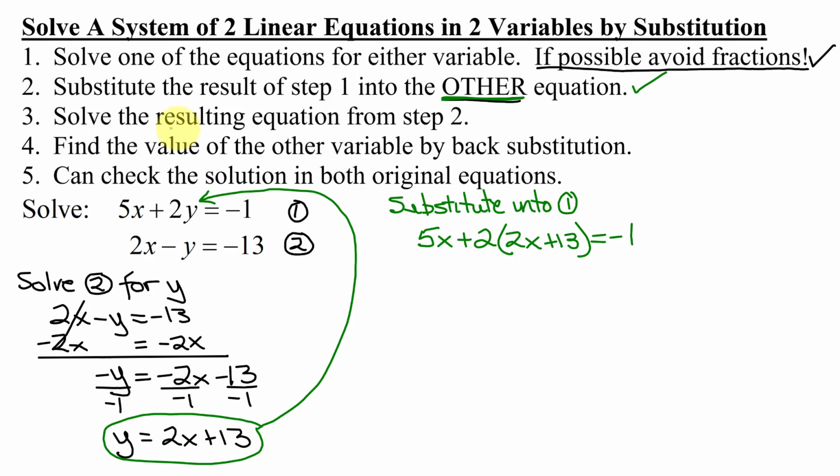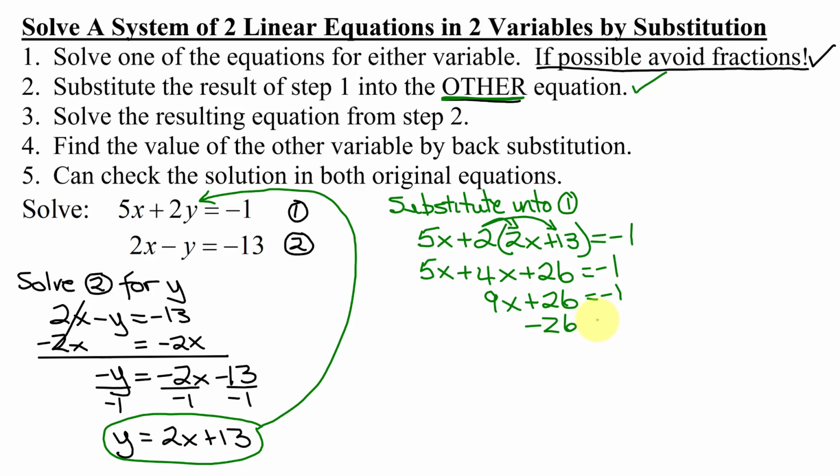Step 3 says solve the resulting equation from step 2. So now I need to solve this equation. It's a linear equation in just x. So I have 5x plus, distribute the 2 in. 2 times 2x is 4x. 2 times 13 is positive 26 equals -1. I have like terms. 5x and 4x is 9x plus 26 equals -1.